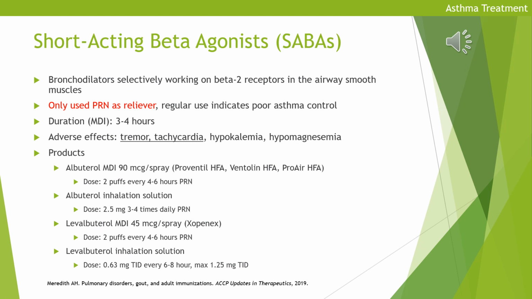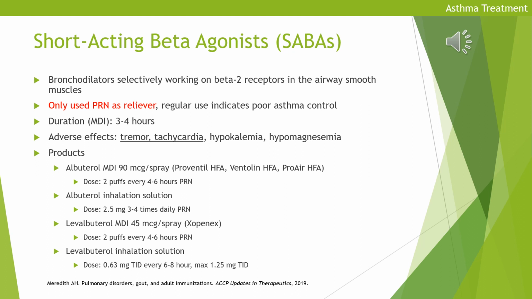Next, we'll talk about short-acting beta agonists, or SABAs. These are also another workhorse for the treatment of asthma. SABAs are bronchodilators, selectively working on beta-2 receptors in the airway smooth muscles. It's important to note that these are only used as needed as the reliever inhaler, and regular use of these inhalers can indicate poor asthma control for the patient.